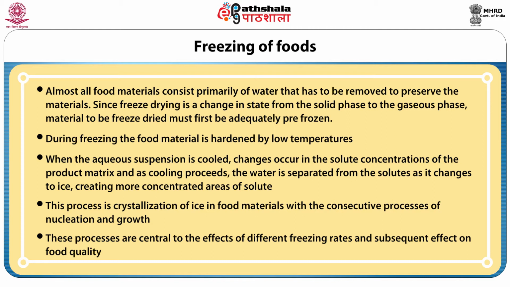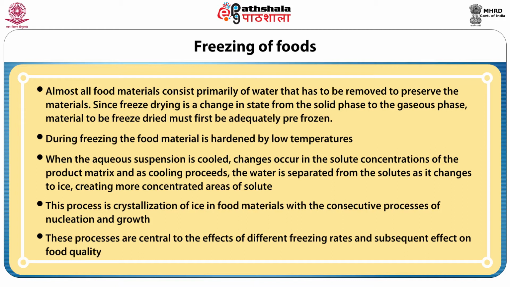Most of the food materials that are to be freeze dried are a mixture of substances that freeze at lower temperatures than the surrounding water. When the aqueous suspension is cooled, changes occur in the solute concentration of the product matrix, and as cooling proceeds, the water is separated from the solutes as it changes to ice, creating more concentrated areas of solute.